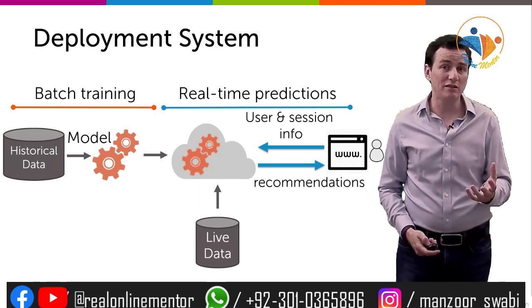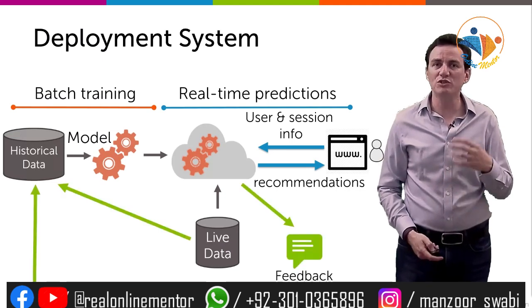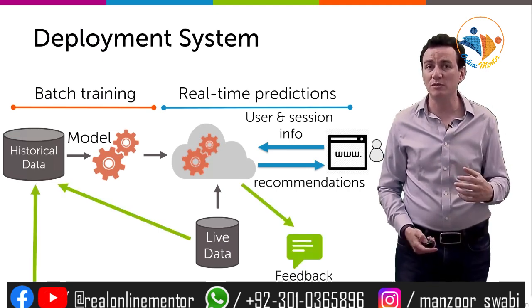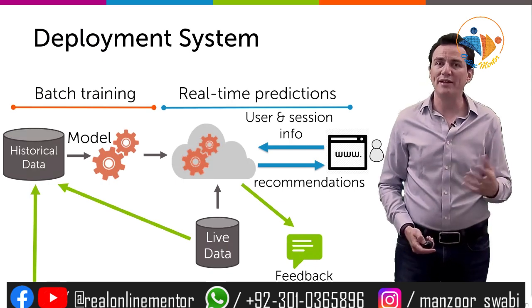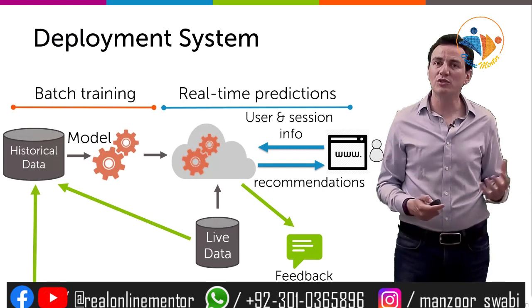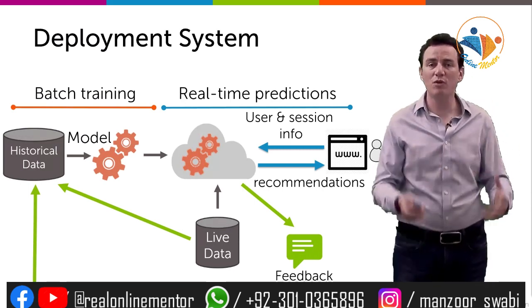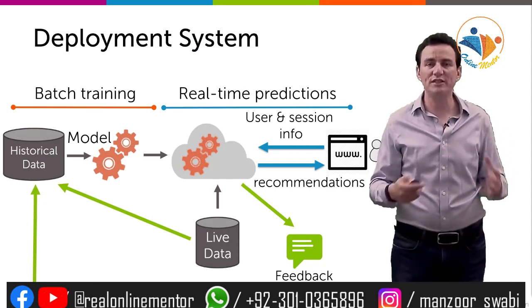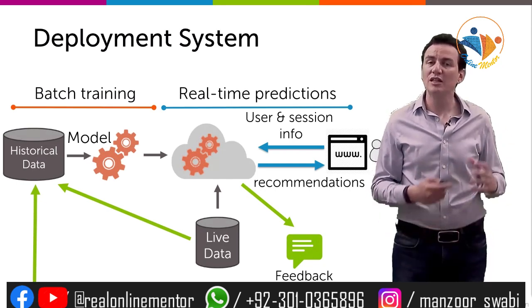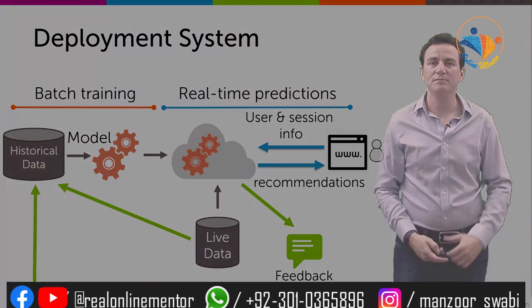Now, the user sees that giraffe offering, and they may or may not buy that giraffe. So that's the kind of feedback we're going to get back from the system. Did the user buy it or did they not buy it? And that's going to influence both our real-time decisions and go back to our historical data and be collected in the long run so that we can improve our model as we collect more and more data from the world. So that's what a holistic deployment system for machine learning might look like.